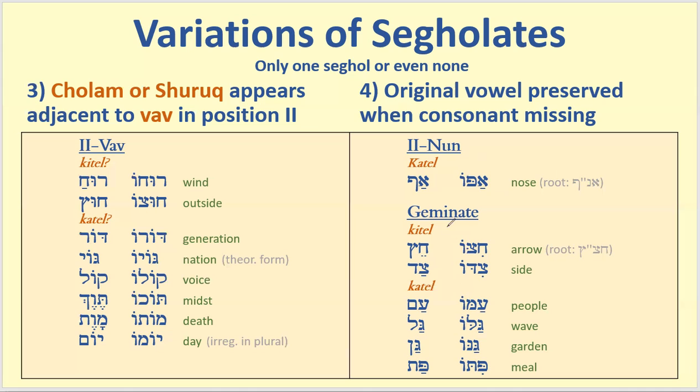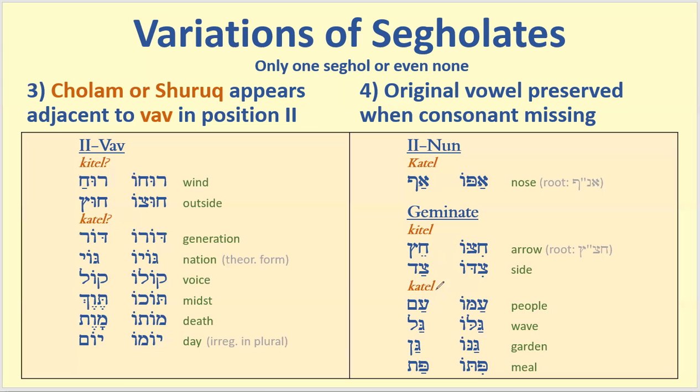We also get some geminate roots where the second and third root letter are the same. Here, the root chet tzadi tzadi is preserved simply as chetz. This is a kittel form, so with the suffix, it becomes chitzo, his arrow. Here we get tzad from tzadi dalet dalet, tzido, his side.